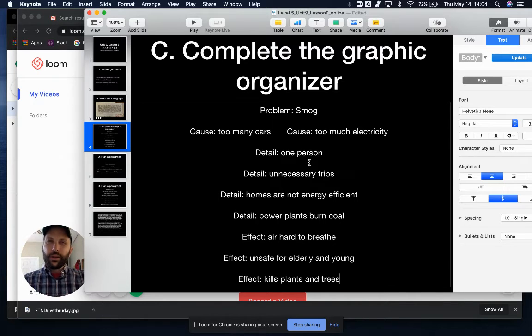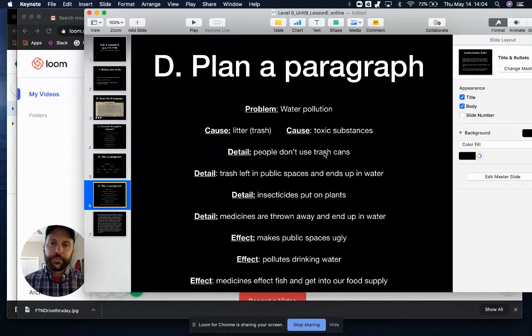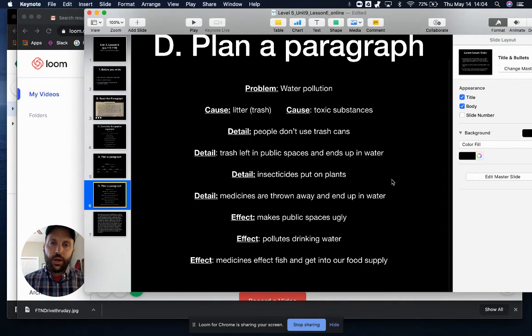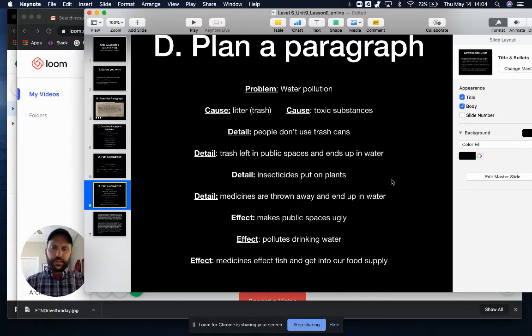I know that can be hard to think about, what that might even be. So what I'm going to do now is let me show you an example. I did one of these for myself. I planned my own paragraph with my own graphic organizer here. Hopefully you can see this.